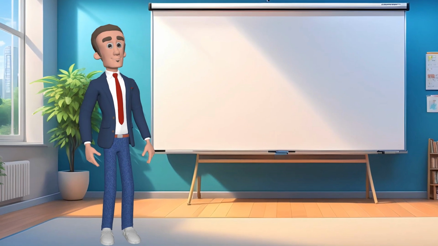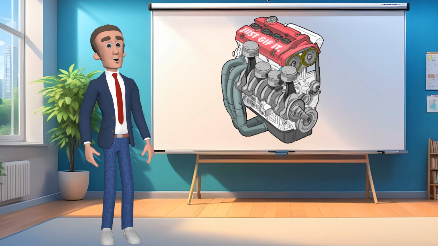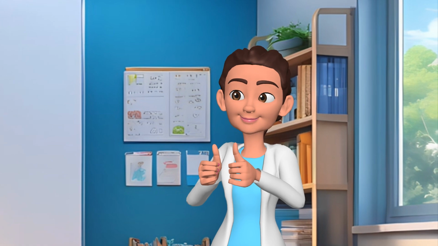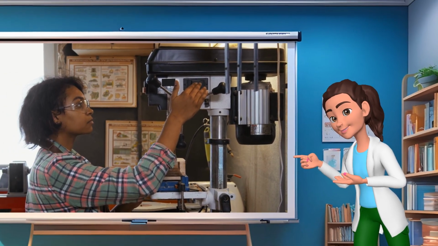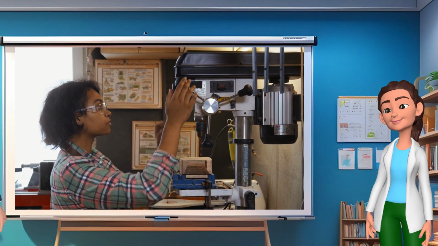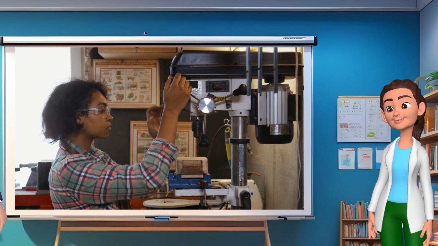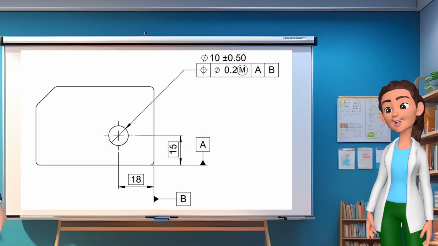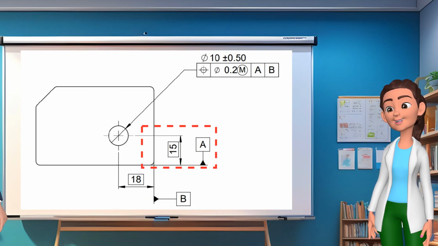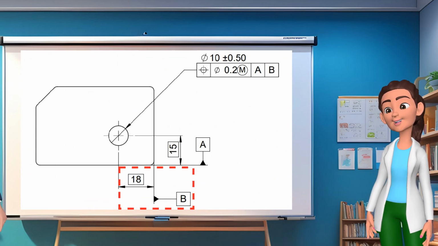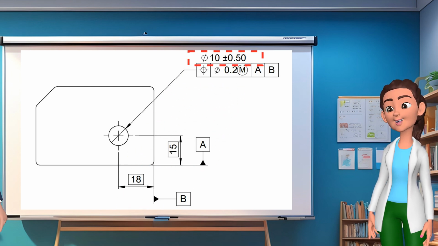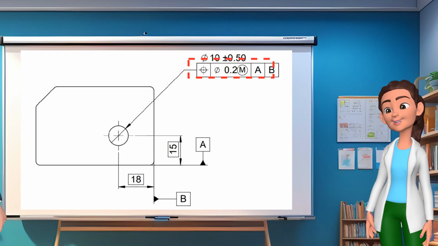That makes sense. So, it's like giving specific instructions to make sure everything fits and functions correctly? Exactly. GD&T tells manufacturing staff and machines what degree of accuracy and precision is needed on each controlled feature of a part. Like you see on the drawing board, this drawing is requesting manufacturing to drill a hole of 15 millimeters from datum A and 18 millimeters from datum B. Hole diameter must be 10 millimeters plus or minus 0.5 millimeter and position tolerance of the hole must be within 0.2 millimeter.